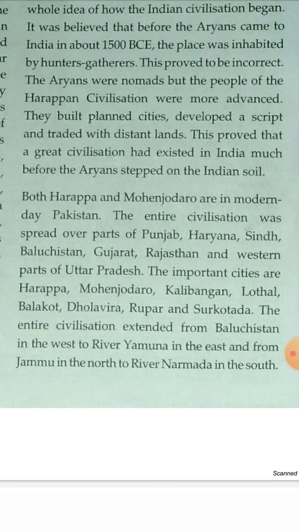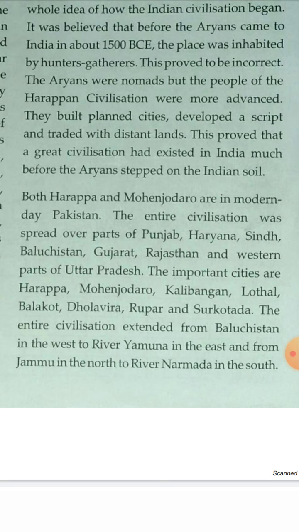The entire civilization was spread over parts of Punjab, Haryana, Sindh, Balochistan, Gujarat, Rajasthan, and the western part of Uttar Pradesh. The important cities are Harappa. Now these are the cities excavated. The first two cities which were excavated were Harappa and Mohenjo-daro. Later on they found Kalibangan, Lothal, Balakot, Dholvira, Ropar, and Surkotada. These are the other cities which were found.